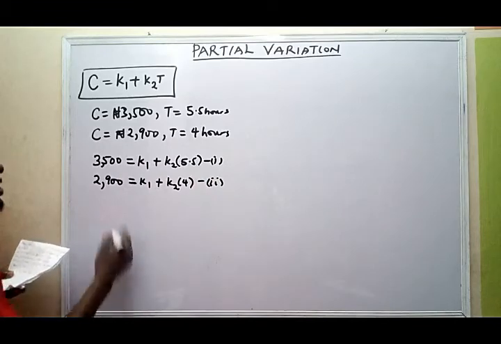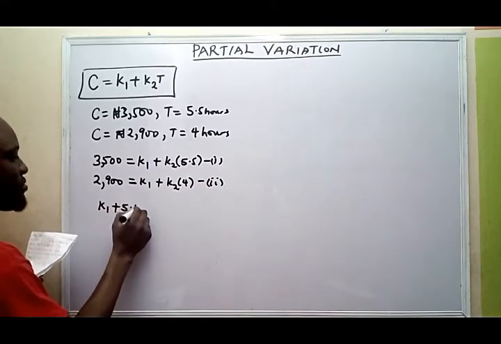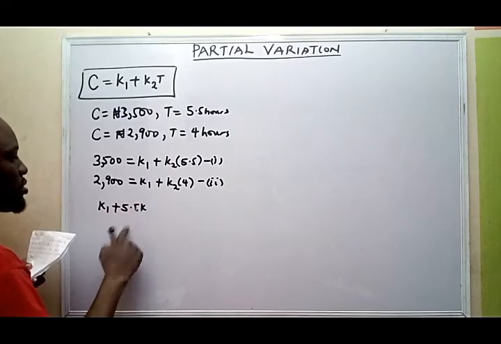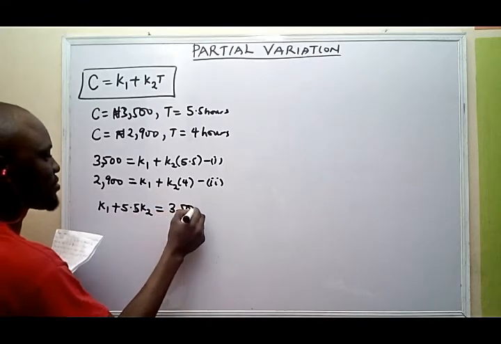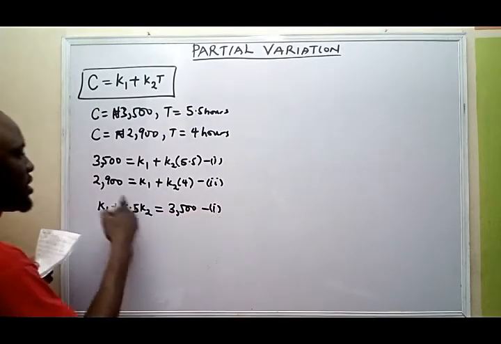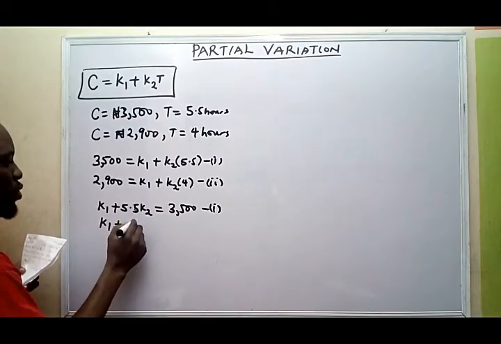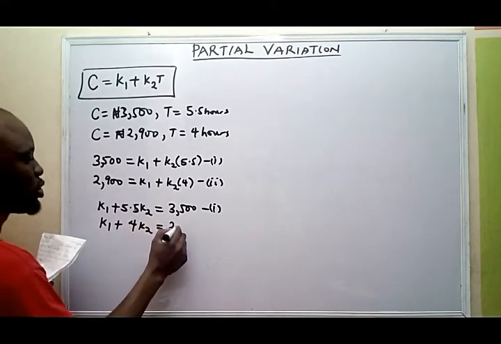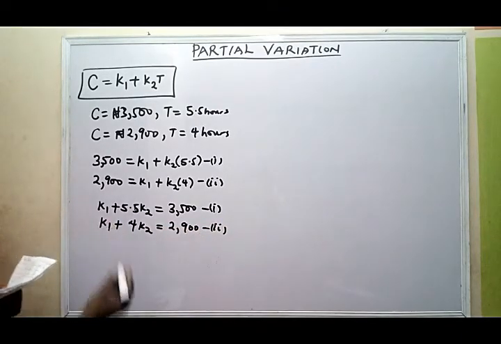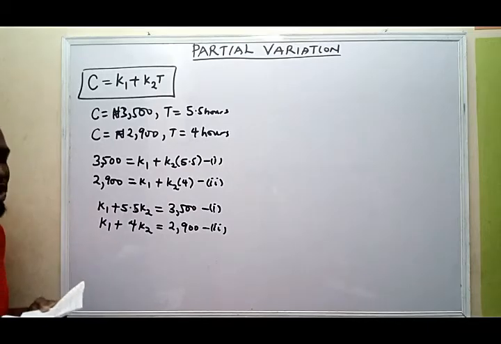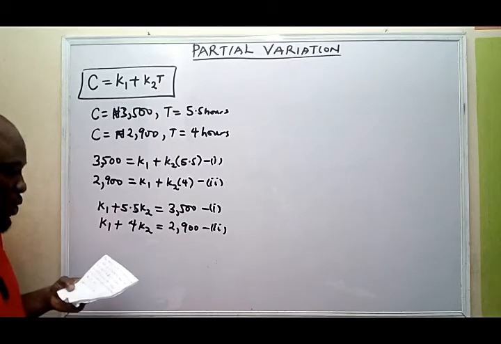So I can express this as k sub 1 plus 5.5 k sub 2 equals 3,500 naira, equation 1. Then I'll do this other one, k sub 1 plus 4 k sub 2 equals 2,900, equation 2. Now I have two equations, simultaneous equations, because the A part of it is find the formula connecting the cost and time.